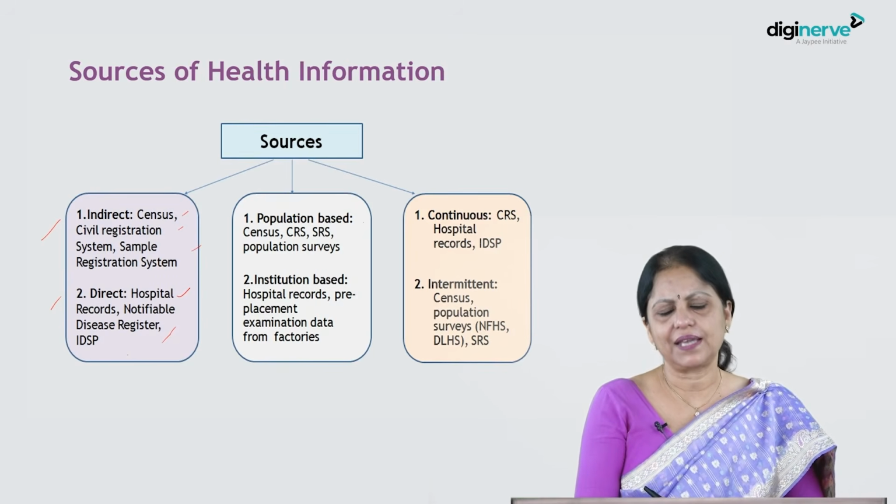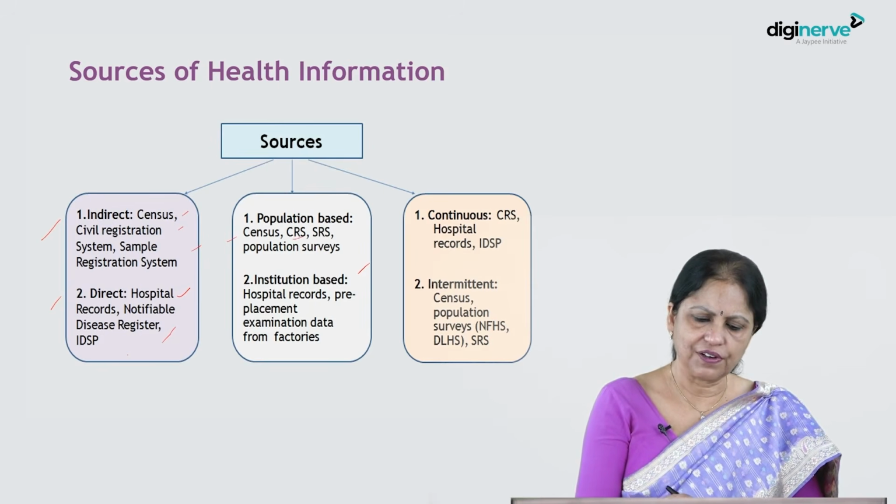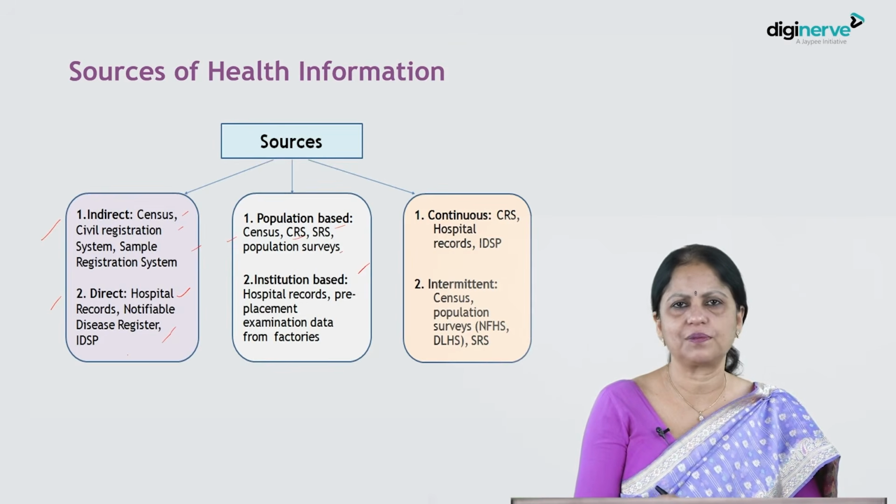Again, we can divide them as population based and institution based. Population based are census, civil registration system, sample registration system, and population surveys.